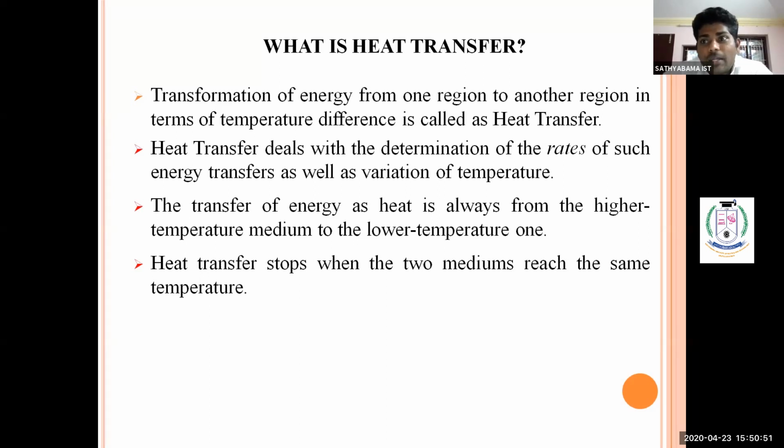You know that higher temperature means, as we studied in the second unit in the Carnot cycle, a source, and lower temperature means a sink. So heat always transfers from higher temperature to lower temperature, that is, from source to sink. We can transfer heat from lower temperature to higher temperature with the help of an external device.